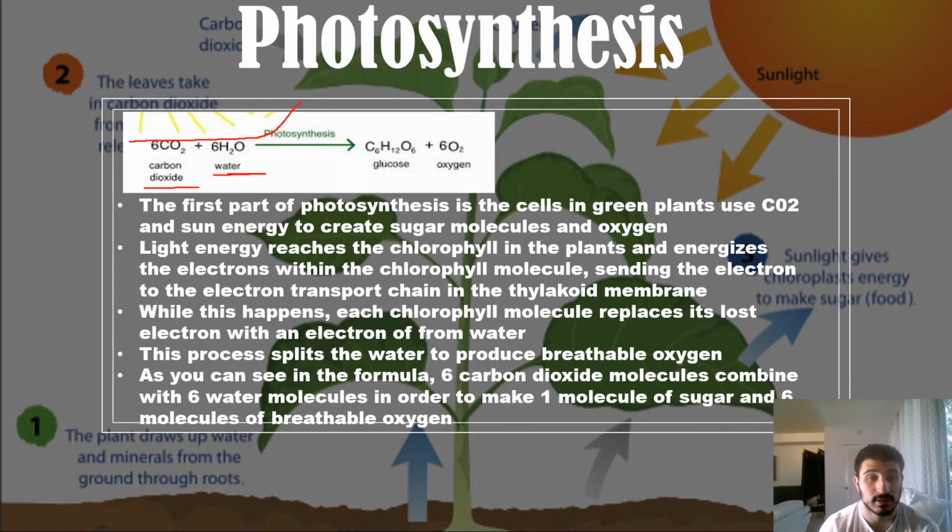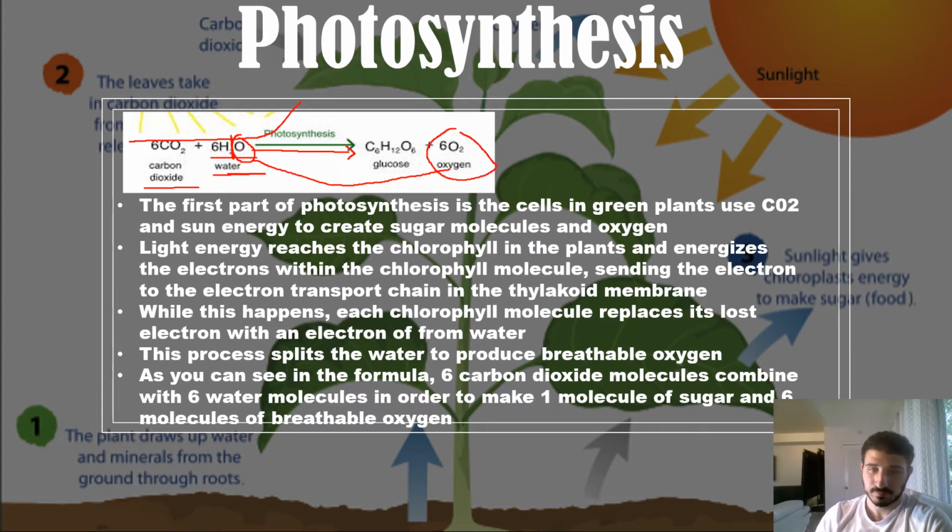This begins when light energy reaches the chlorophyll within the plants, and it energizes an electron within the chlorophyll molecule. What this does is it sends the electron into the transport chain and into the thylakoid membrane. While all this is happening, each chlorophyll molecule that has just lost an electron replaces its electron with an electron from water. So what this does is it splits the hydrogen and the oxygen in water, and it allows the plant, through photosynthesis, to make breathable oxygen.